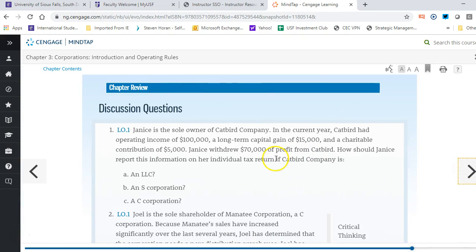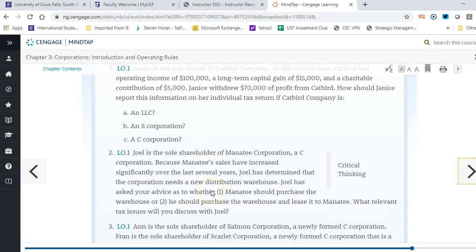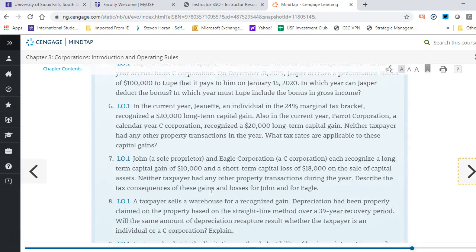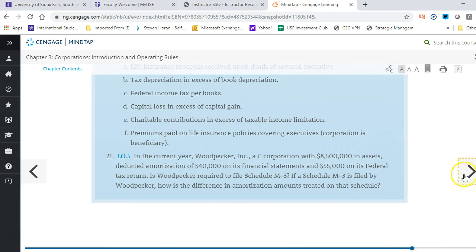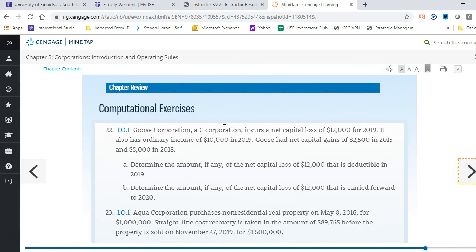And then I want to remind everybody that on the back of every chapter there are discussion questions, and I've given you the answers to those. So back in my.usf you have the answers for all of these questions right here. Where I'll start today is to take a look at the computational exercises right here.